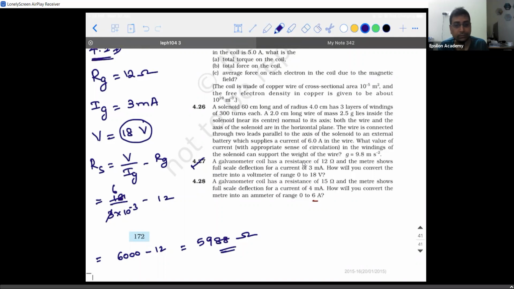Clear, guys? Is it clear or any doubt? Sir, if you have a resistance of 5988 ohm, we can convert the given circuit into a voltmeter, right? Yes, you need to connect that much value of resistance in series with the 12 ohm galvanometer. Then it will become a voltmeter.